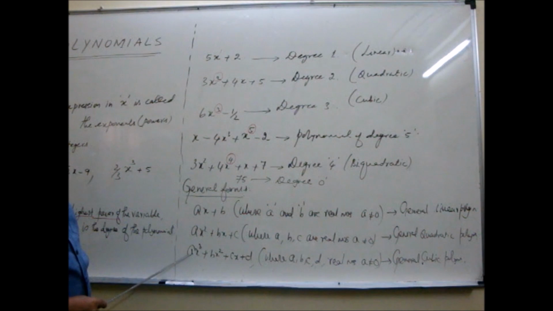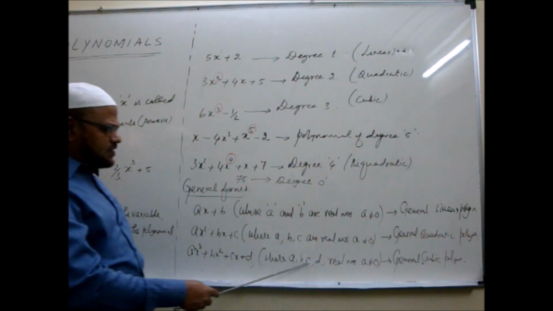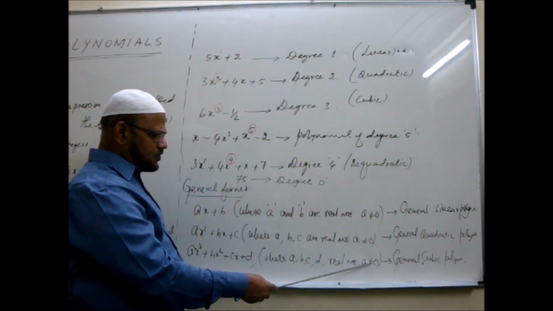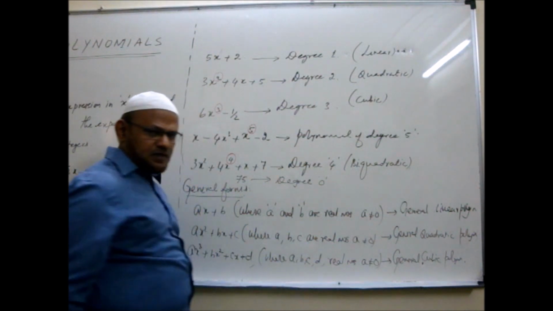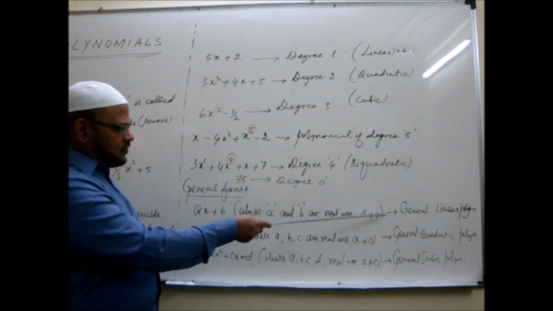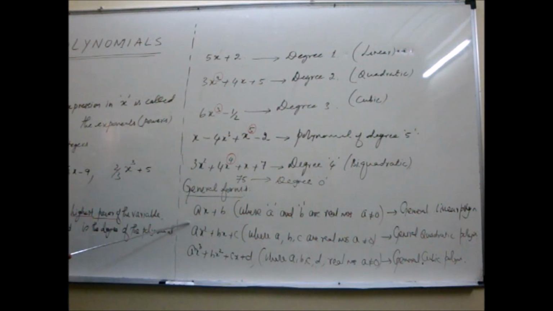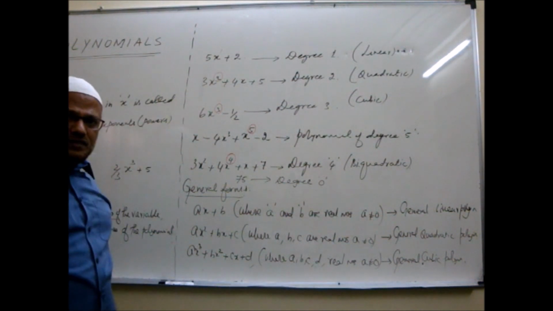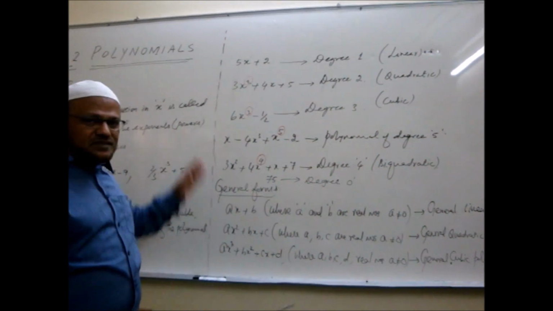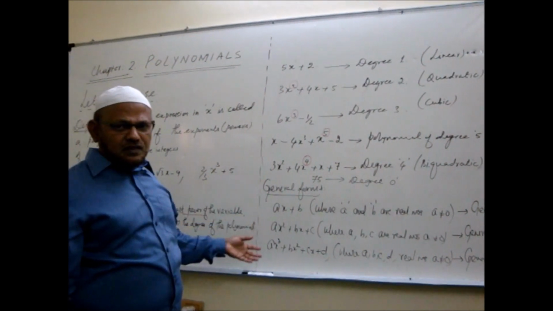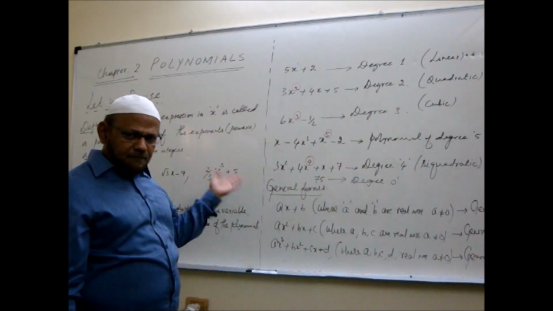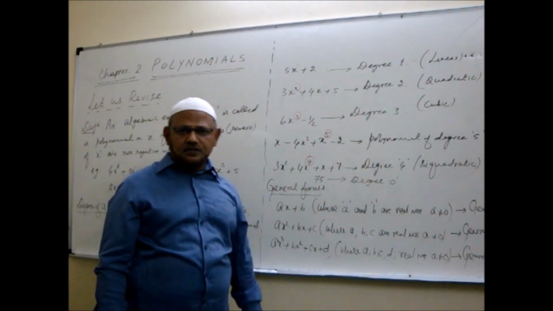Like that, ax cube plus bx squared plus cx plus d, where a, b, c, d are real numbers, a not equal to 0, is the general cubic polynomial. So that is the general form of linear, quadratic, cubic, biquadratic, ax power 4, and so on. So clear now? It's only revision. Some more we do in the class 9 portion revision, then we'll enter into the class 10 portion.